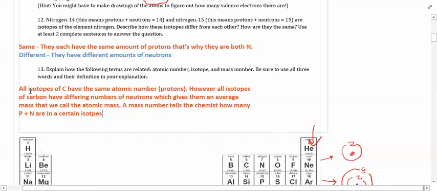So I could take, for example, any old isotope of carbon, and I want to say maybe carbon 14. So carbon 14, when we say carbon 14, this is the mass number right there. Or if I were to then say like carbon 12, they're both still carbon, but now that's the mass number. It represents the protons plus the neutrons.